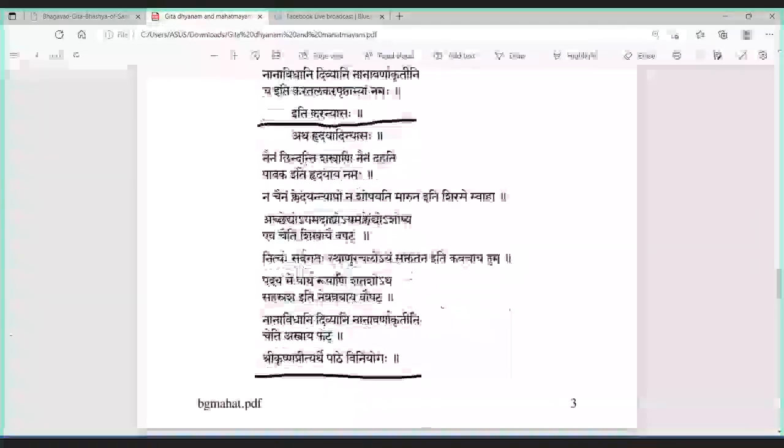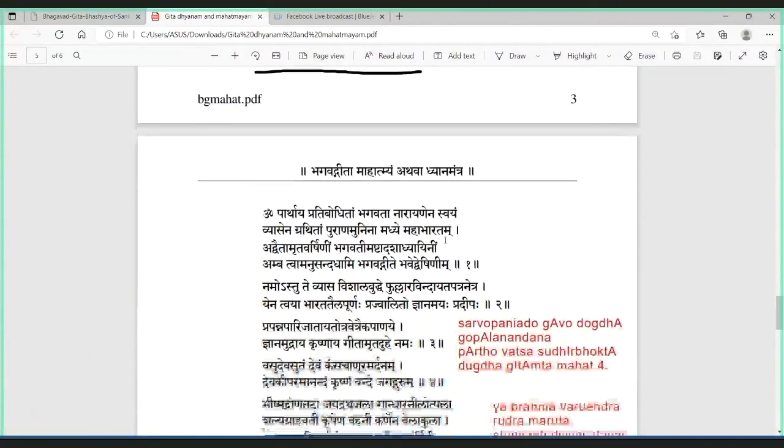So that is there, and then starts the Gita Dhyanam. This we are going to do tomorrow. Dhyana shlokas they're also called, and this we will pick up tomorrow. Okay. So with this we will end the class today.